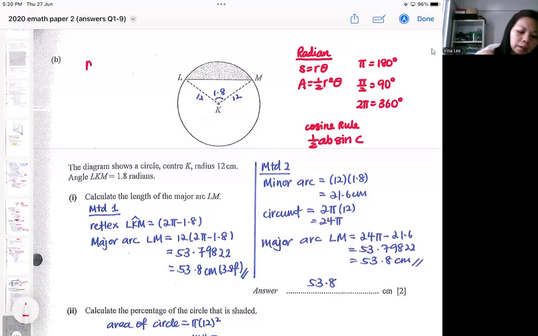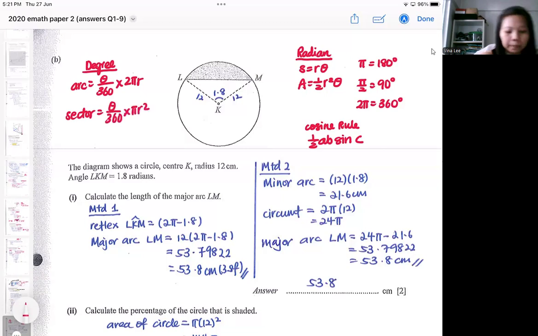If the question is in degrees, then the arc length will be the fraction multiplied by the circumference. The sector will also be the fraction multiplied by the area of the circle. So what I will suggest is, if the question is provided in radian, do it in radian. Don't bother changing. If the question is provided in degrees, do it in degrees. Don't bother to change as well.